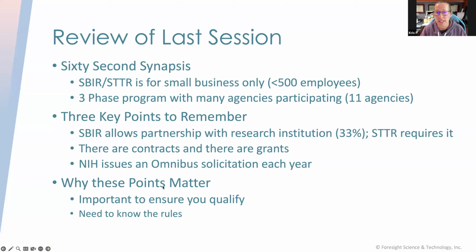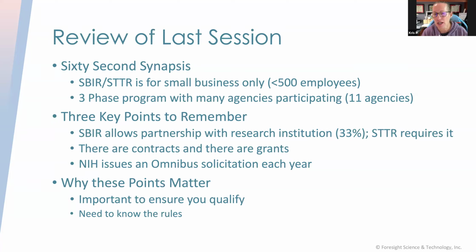So a quick review from the last session, where Dell provided a high level overview of the rules. Remember, SBIR is for small businesses only. You must be a small business, a for-profit entity, to participate, and you have to have fewer than 500 employees to be defined as a small business. It is a 3-phase program with 11 agencies participating. Of course, today we're specifically focused on NIAID and NHLBI and the NIH SBIR program, but there are 10 other agencies that participate as well.